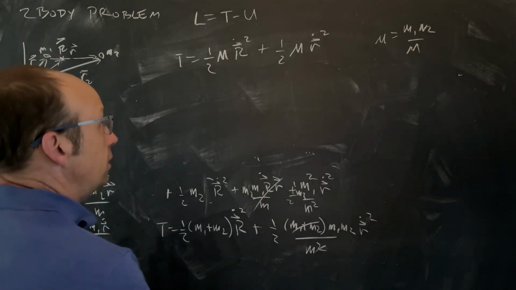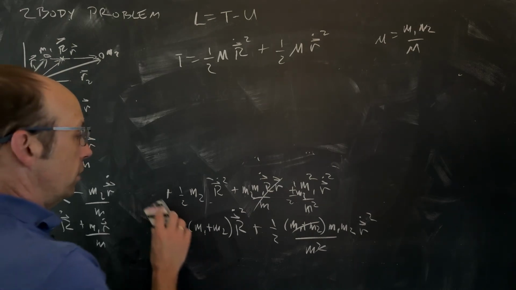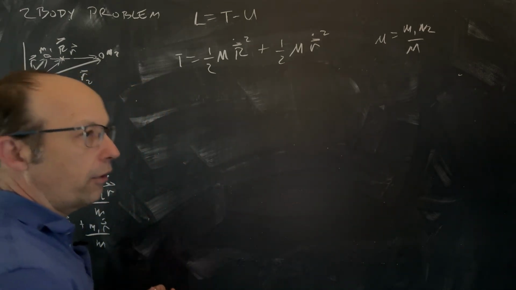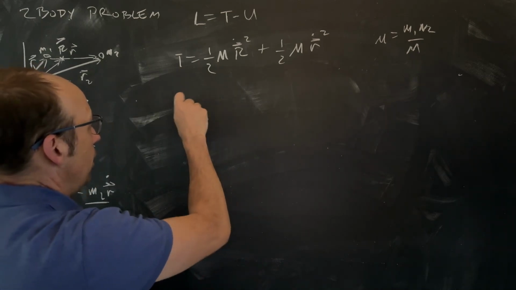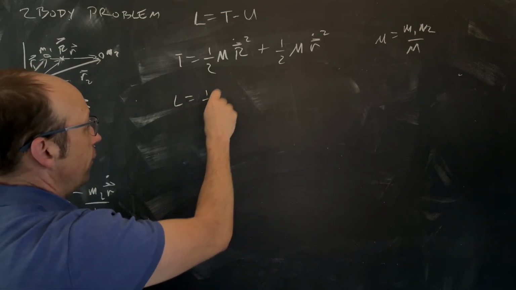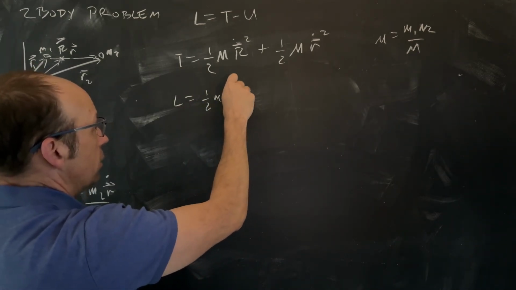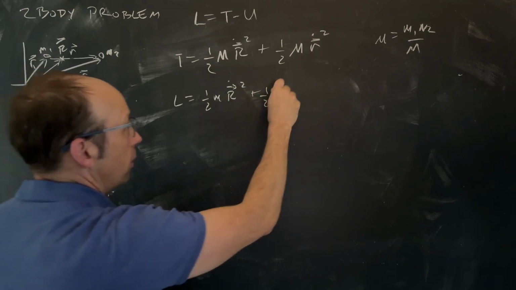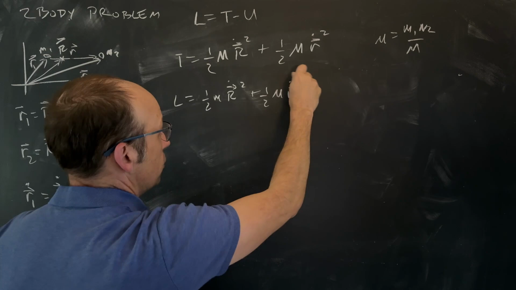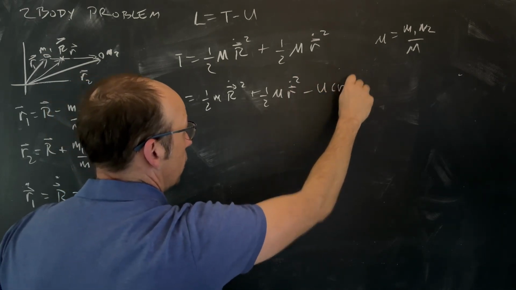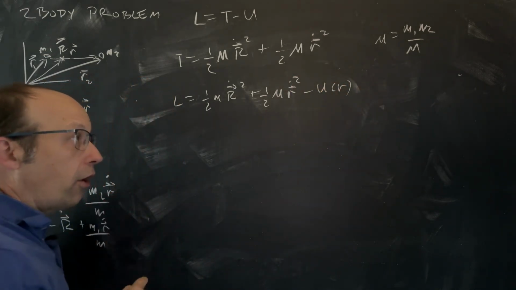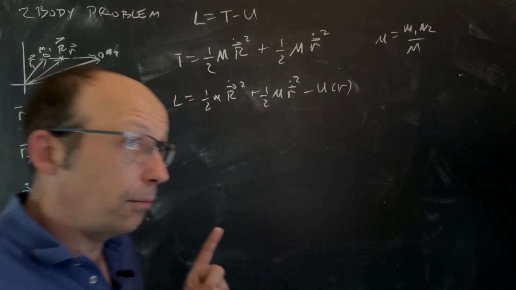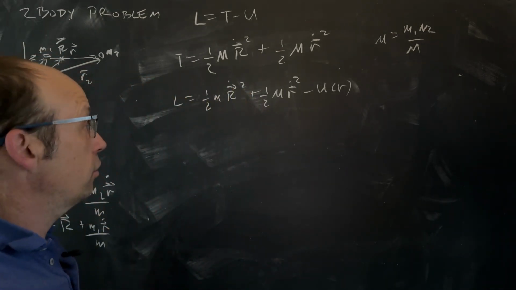Because now let's just apply the Euler-Lagrange equation. Let's do it in a very generic way, okay? So I can say L is 1/2 M R dot squared plus 1/2 mu r dot squared minus U of r, right? And notice that U of r depends on the little vector r. It does not depend on the center of mass, and that's important in this two-body problem.